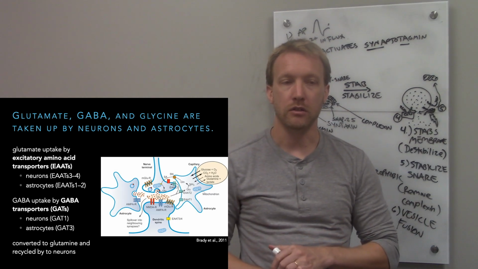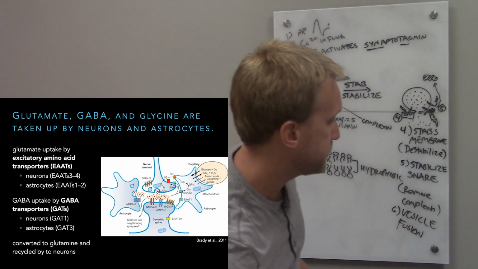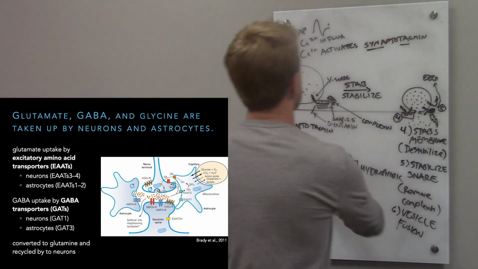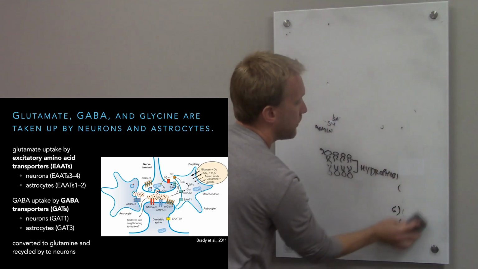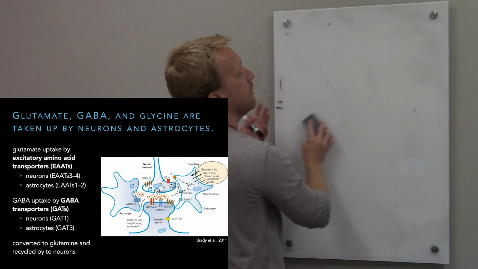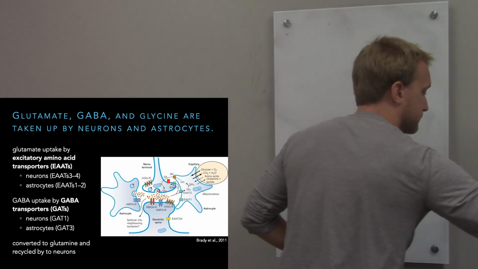Here we're looking at a little cartoon representation of this process. So, we release neurotransmitter. This probably deserves its own little cartoon. So we now know how we release neurotransmitter. Now what do we do to clean it up? We've made a mess.